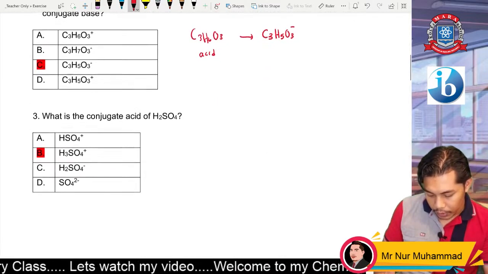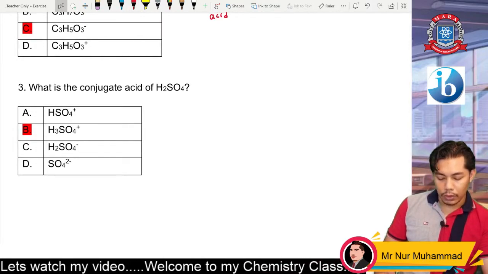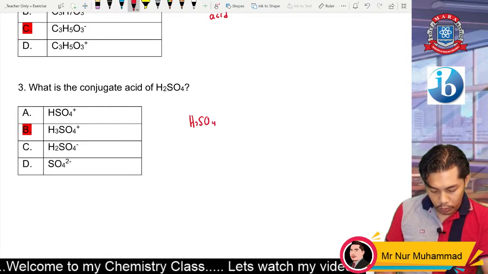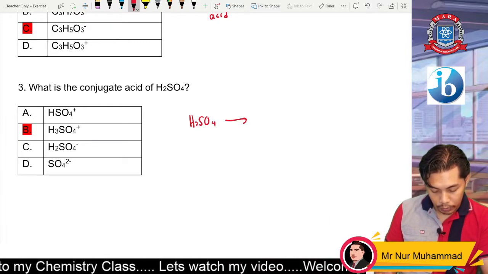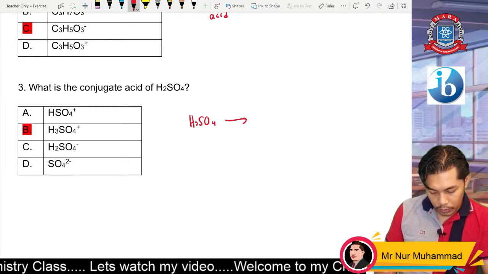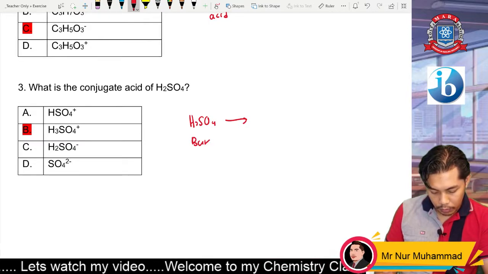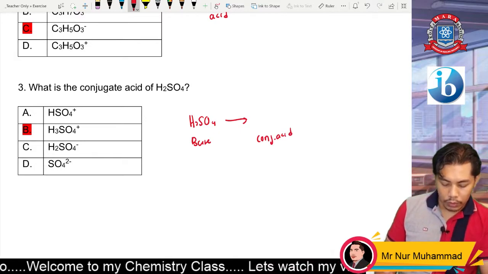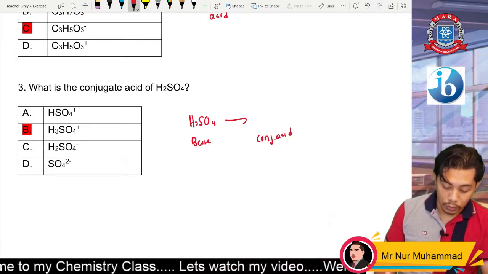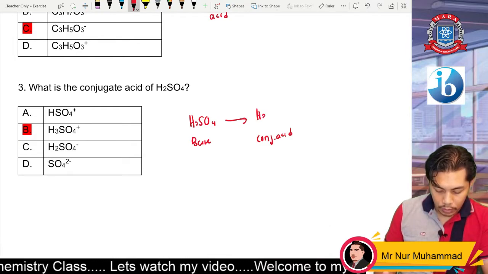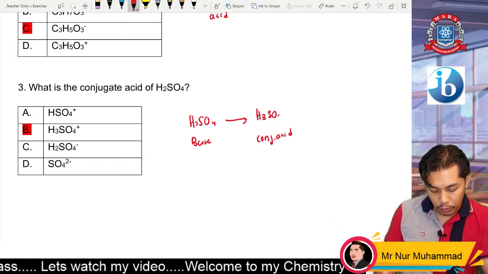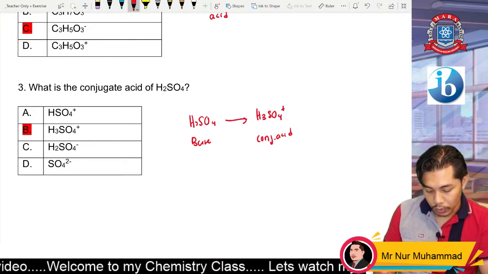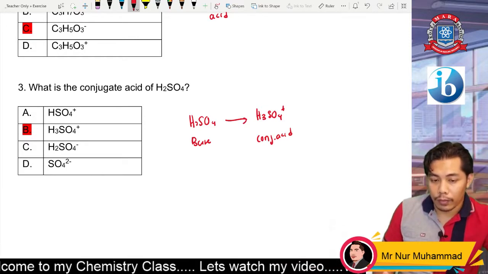Number 3, what is the conjugate acid of H2SO4? Here H2SO4 is actually a base, because the product is the conjugate acid. What is the role of base? Base gains 1 proton. When it gains 1 proton, it becomes H3SO4, and when it receives a proton, of course the charge becomes positive. So the answer is B.